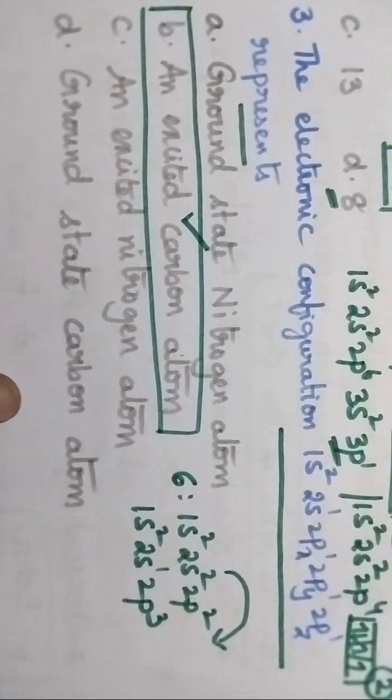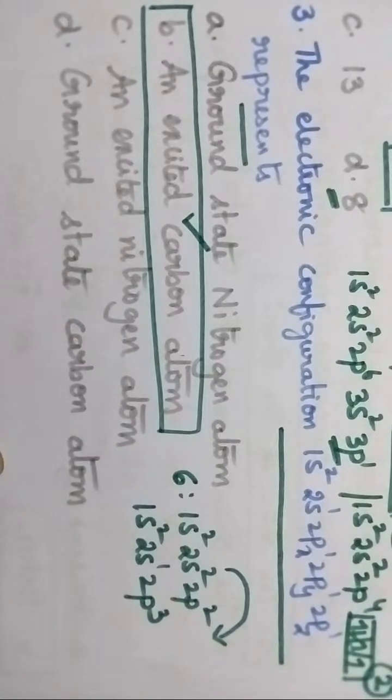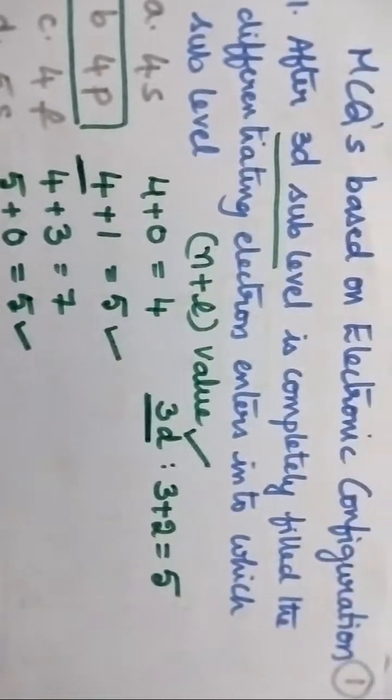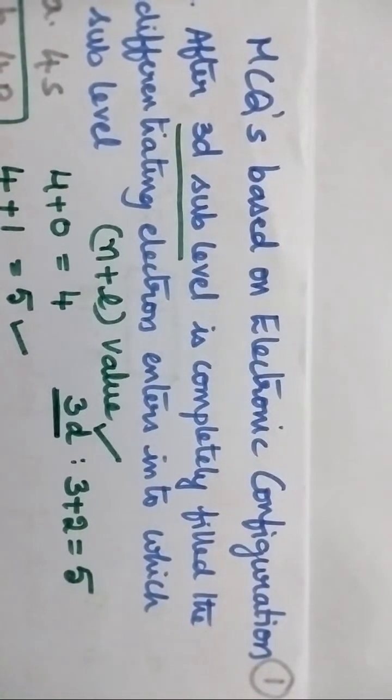Tilak, here two types of carbon atoms are available. One is the ground state and the second one is an excited carbon atom. So excited carbon atom is the right answer. Clear? Let us move on to the next question.